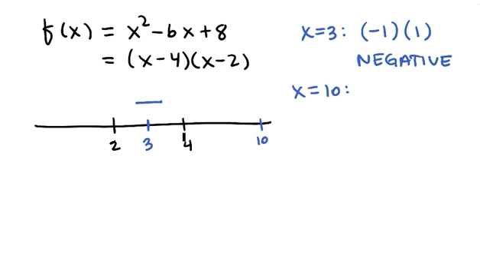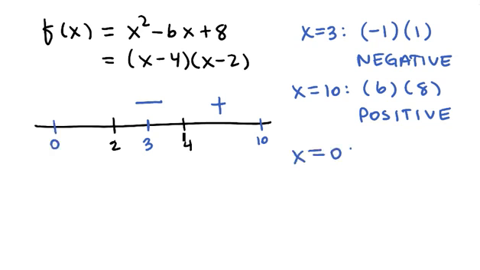Okay, so you take 10 minus 4, and that's 6, or some sort of positive number. And 10 minus 2 is 8. So we got positive times positive, and that's going to be positive. And then you choose something less than 2, and you always want to choose 0 if at all possible, right? So I'm going to choose x equals 0. 0 minus 4 is negative 4, and 0 minus 2 is negative 2. We multiply those, and we're going to get positive 8. And so for the interval where x is less than 2, f of x is going to be positive.